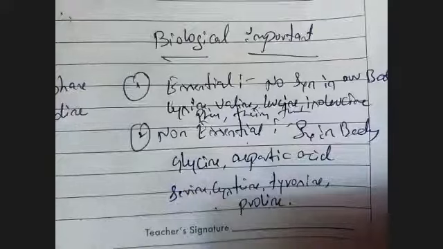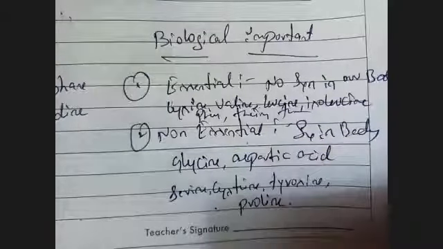So we have three types of classification of amino acids. One is based on the nature: acidic, basic, and neutral. Based on the structure, we have aliphatic, aromatic, and heterocyclic. And based on biological importance, essential and non-essential.